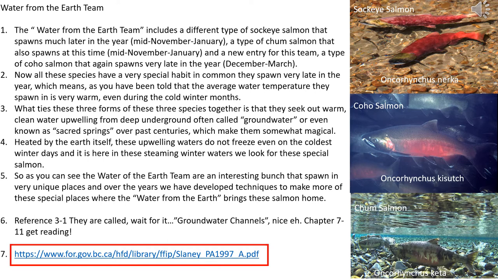Why are they warmer? Because they've been underground and they take the heat of the earth, the summer heat and the heat of the earth, in these aquifers where they're stored through the year, and then they're slowly released in these upwelling areas, what we call the springs or groundwater upwelling areas. And they don't freeze even on the coldest day.